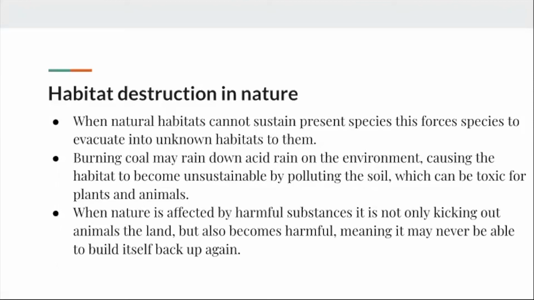When nature is affected by harmful substances, it is not only kicking out animals that belong to the land, but also becomes harmful, meaning it may never be able to build itself up again. That means there will be no more trees, no more plants, less oxygen, and less food.